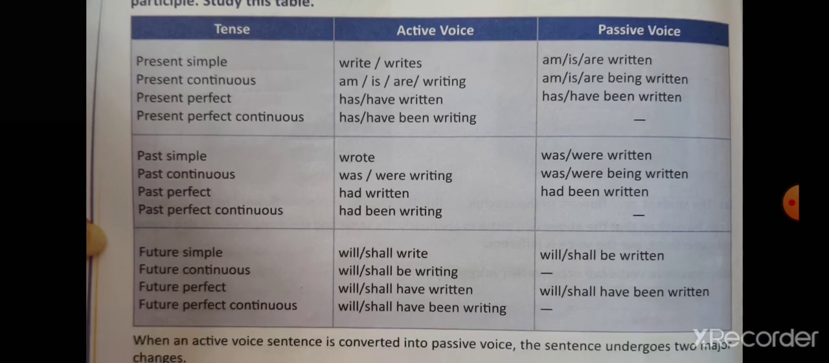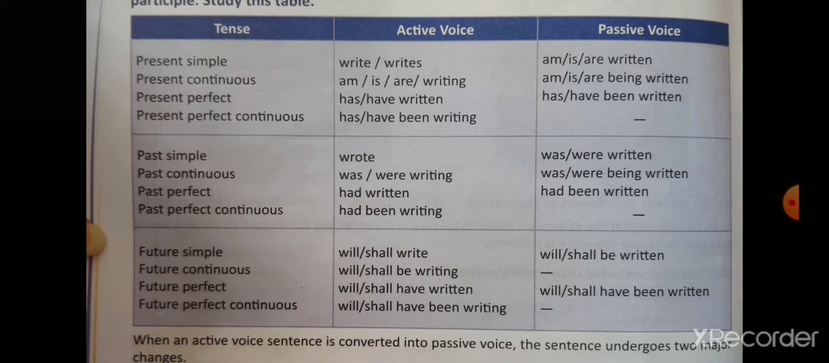Coming on to the future simple. In future simple active voice, we write will or shall and then write. And in passive voice, we write will or shall plus be and then written, the verb in its third form. Future continuous: will or shall be writing. Here, future continuous cannot be changed into passive voice. Future perfect: will or shall have written in the active voice. In passive voice, it will become will or shall have been written. Then future perfect continuous cannot be changed into passive voice.